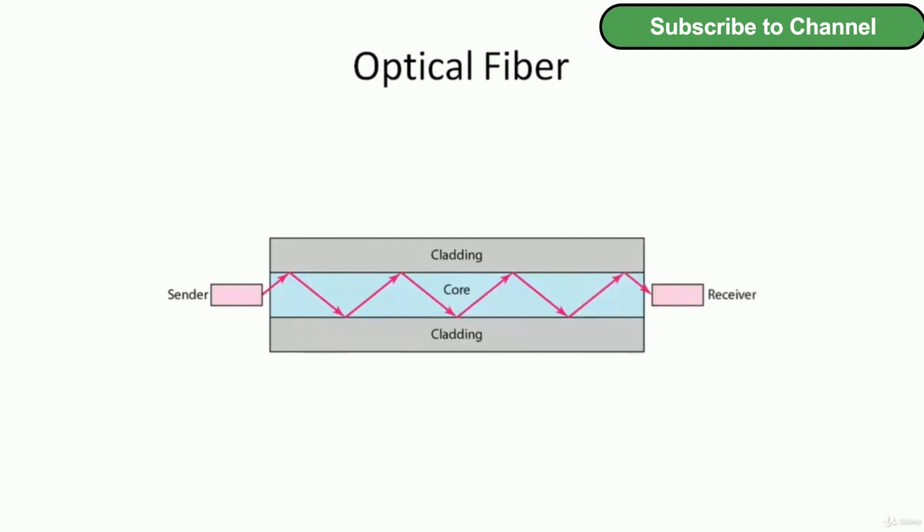So here, you can see the optical fiber cable's structure. Sender is there, then the receiver is there, then this middle one is the core, and above that on both sides the cladding is there. So this light signal is transmitted, it is reflected back, and again the reflection takes place, and like this it is transmitted up to the receiver.